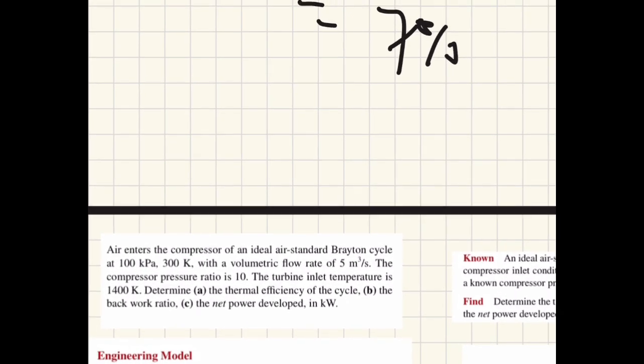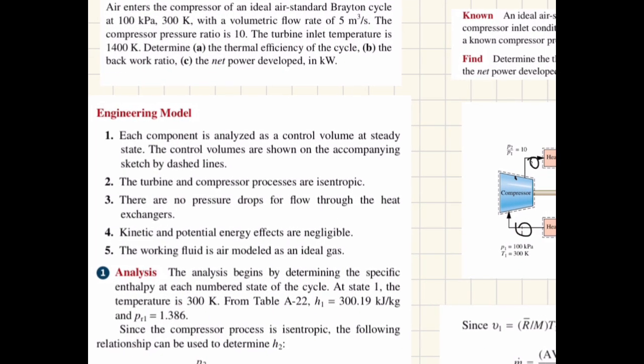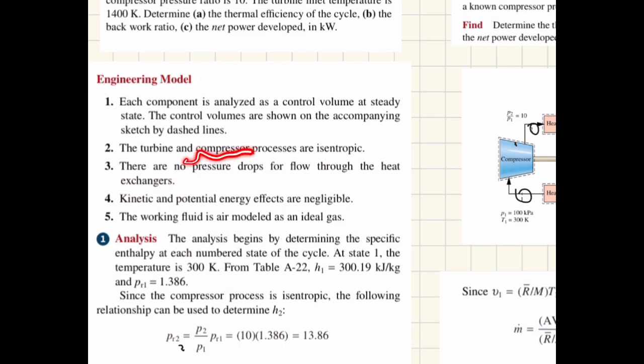Okay, and for the assumptions we need to make, we assume a control volume at steady state, and the turbine and compressor processes are isentropic. This is also because of the statement in the question, where it's an ideal Brayton cycle. There are no pressure drops for flow through the heat exchangers, which is also a requirement for a Brayton cycle. The kinetic and potential energy effects are negligible as usual, and the working fluid is air modeled as an ideal gas, so we can use the ideal gas relations.